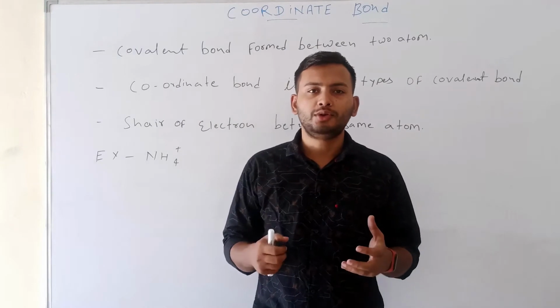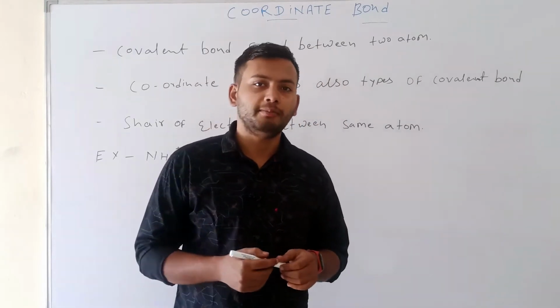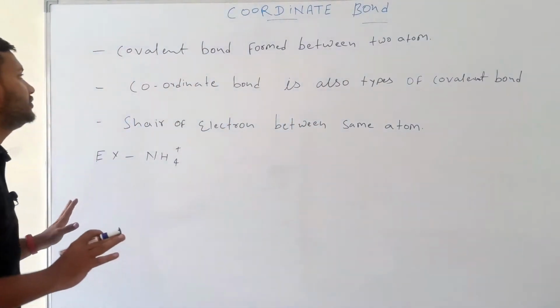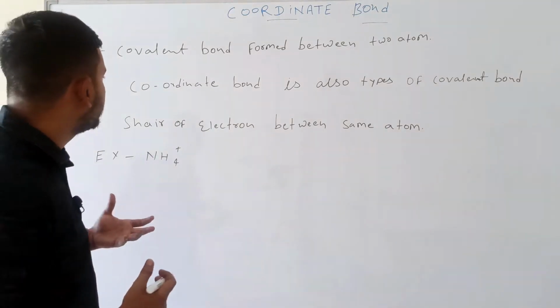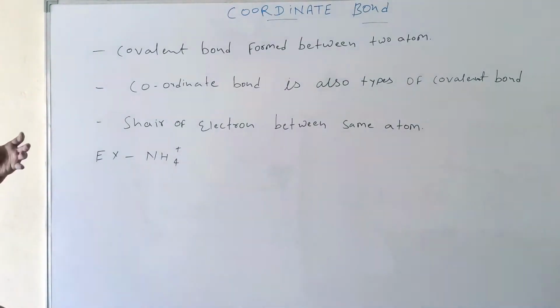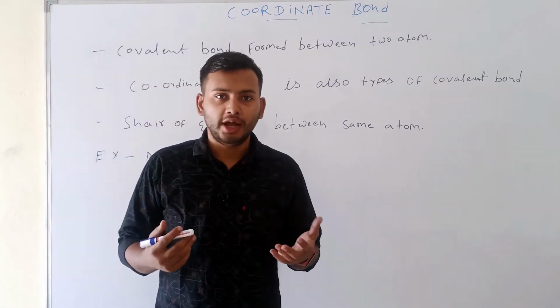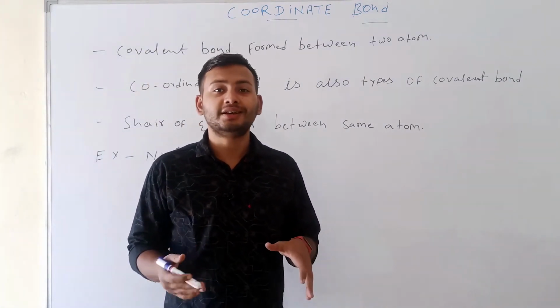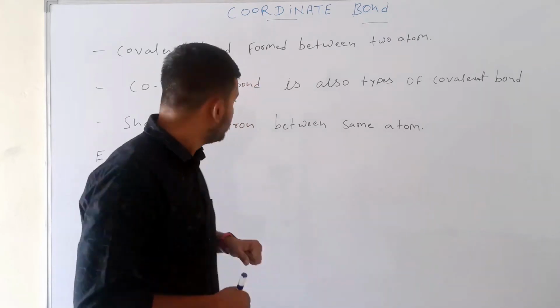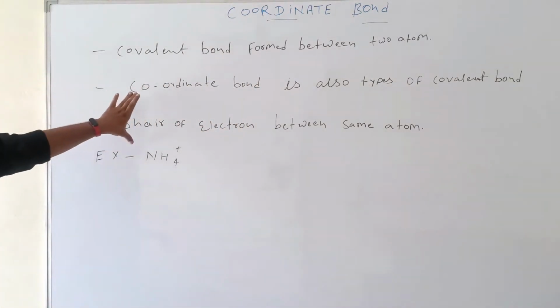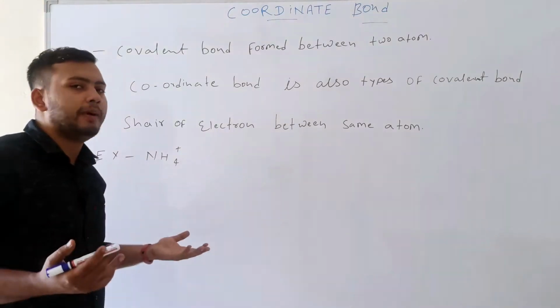So here we discuss coordinate bonds and some of their properties. A covalent bond is formed between two atoms. Last time we discussed the covalent bond, the types of covalent bond, and which factors affect covalent bonds. A coordinate bond is also a type of covalent bond.